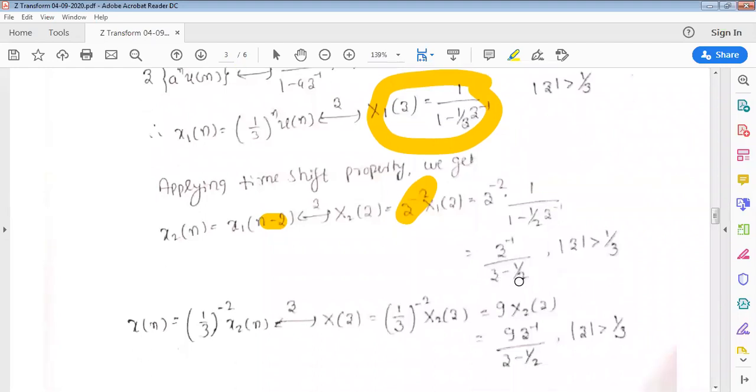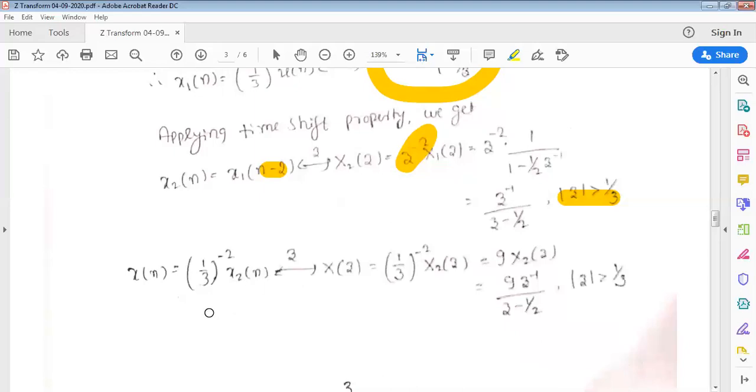Any doubt at this step? Any doubt? No, sir. Okay. Mod z is more than 1 by 3, that remains unchanged, the ROC is not changed.